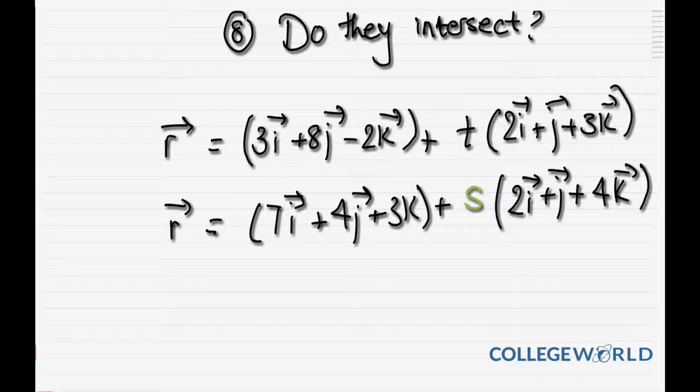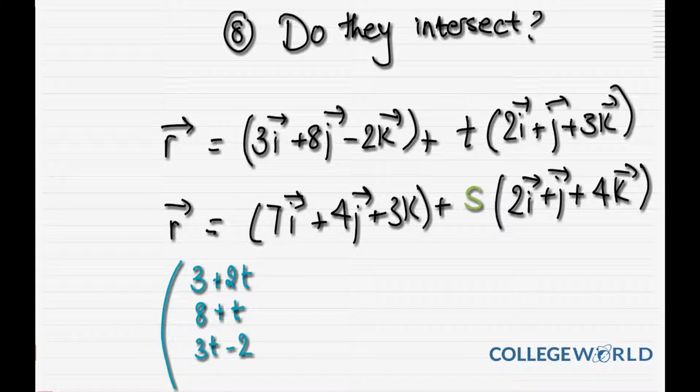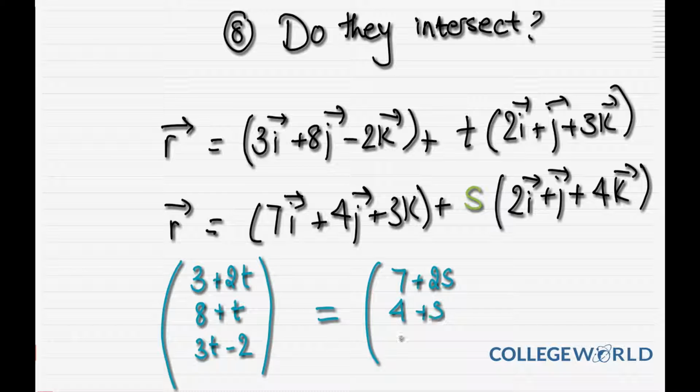Now you want to see that they both intersect, and you want to find that point of intersection. So what you're going to do is equate them, just like you'd equate any two straight lines in order to prove they intersect. So we have 3 plus 2t, 8 plus t, and 3t minus 2, and that will be your first one. And you want to equate it to 7 plus 2s, 4 plus s, and 3 plus 4s.